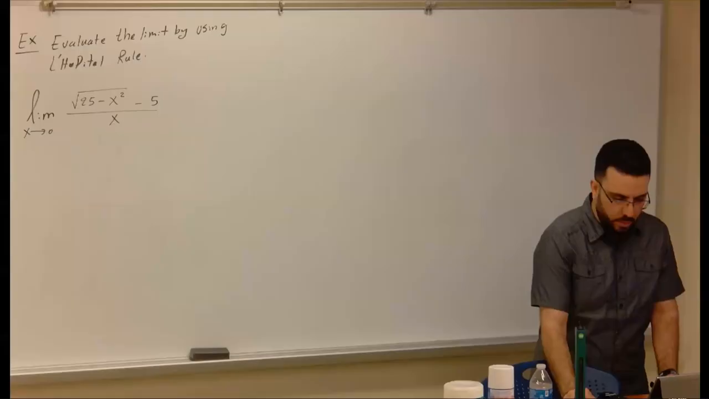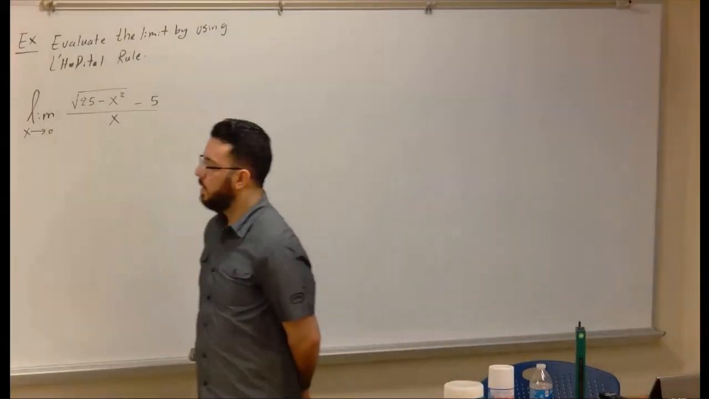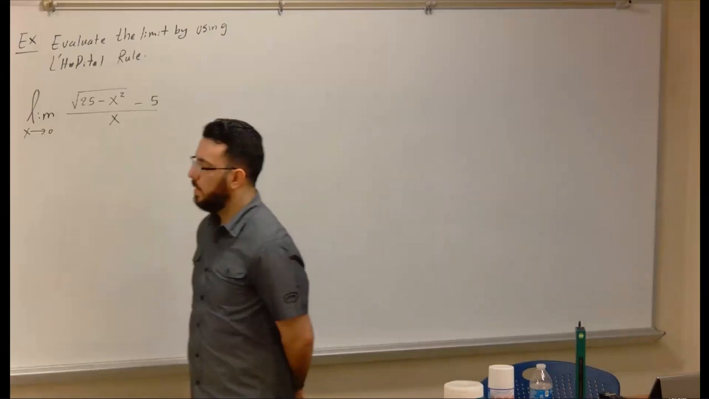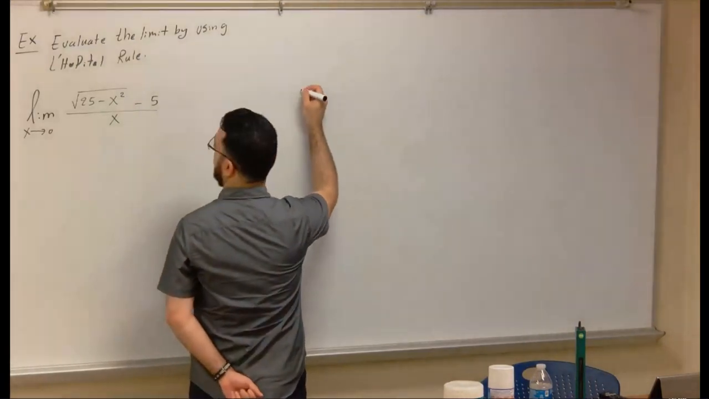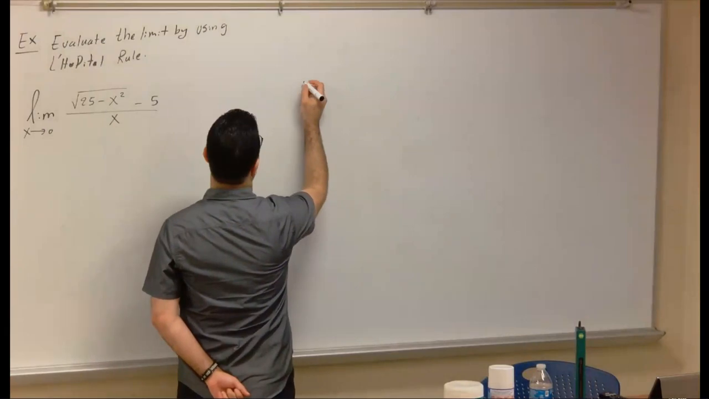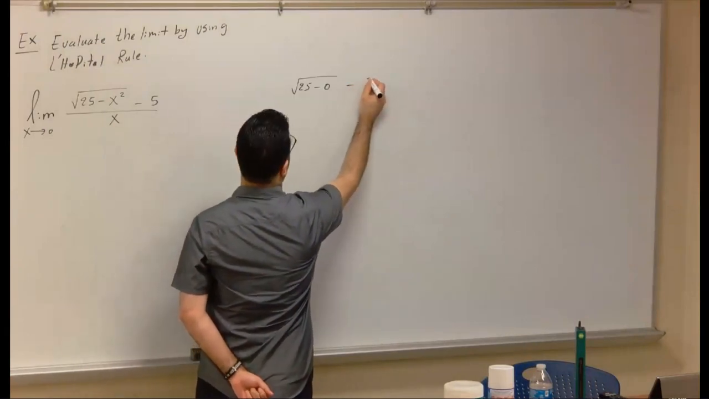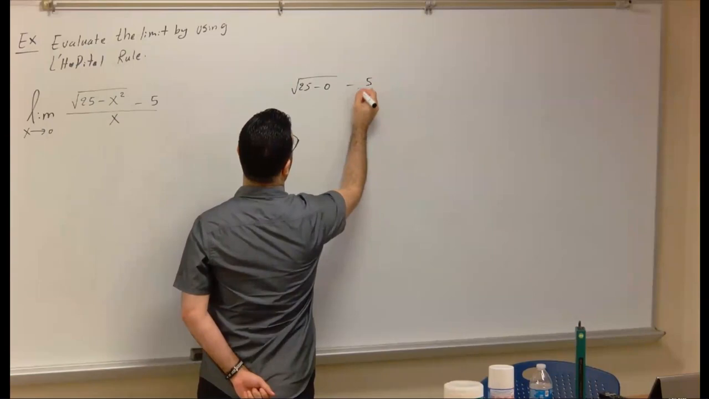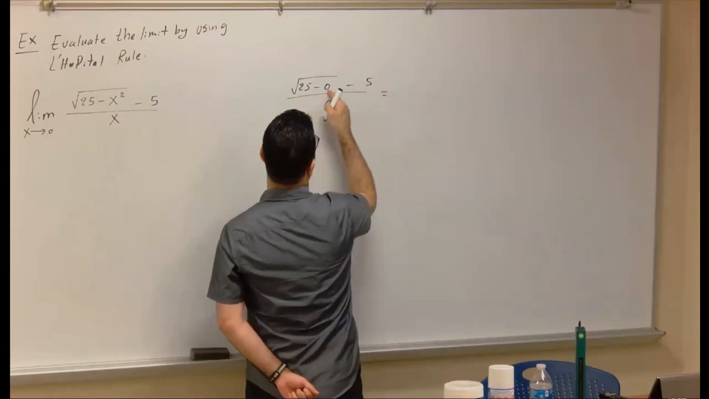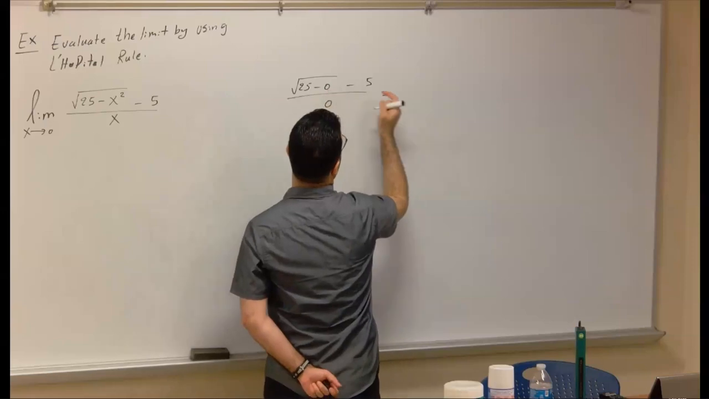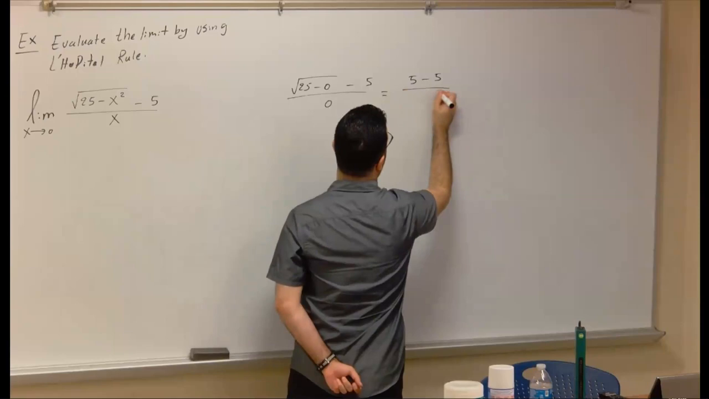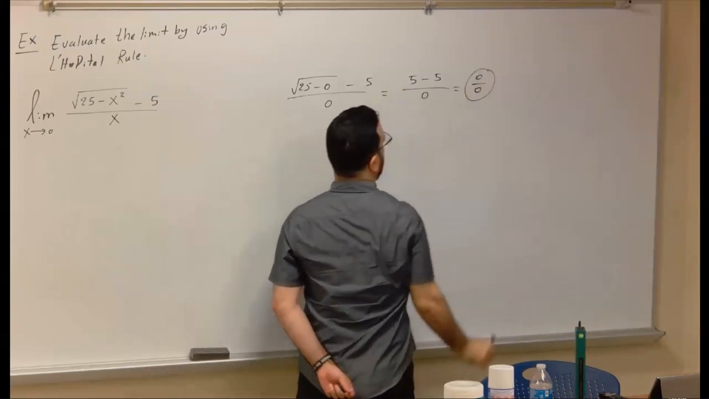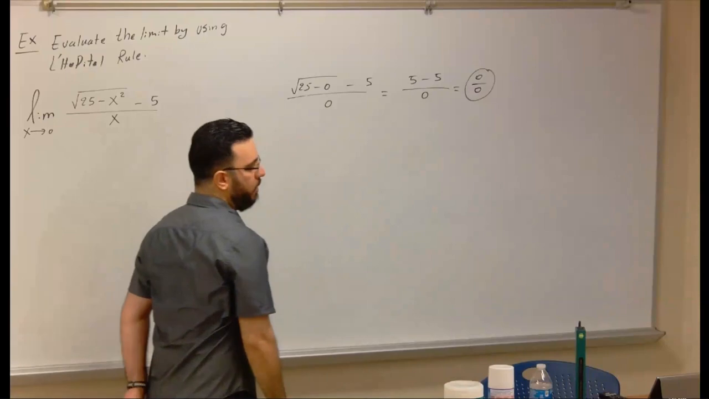The next example, find the limit. They ask you to use L'Hopital's rule. The first thing, when you plug in the 0 here, it's going to be the square root of 25 minus 0, minus 5, divided by 0. 25 minus 0 is 25, and the square root of 25 is 5, so 5 minus 5 over 0, which is 0 over 0. So this is indeterminate form. In this case, I can use L'Hopital's rule.